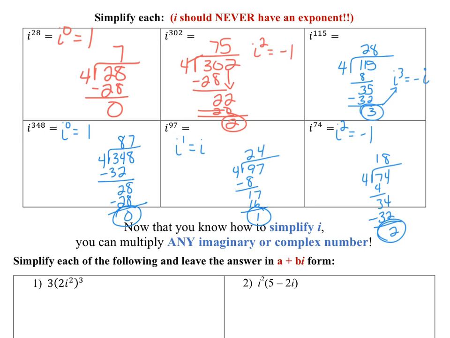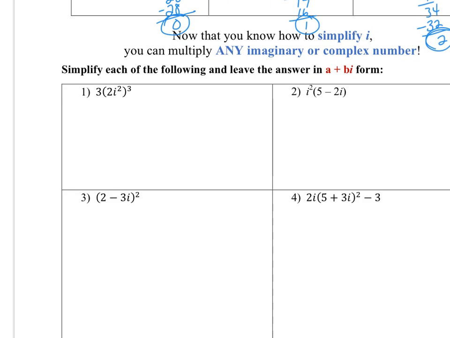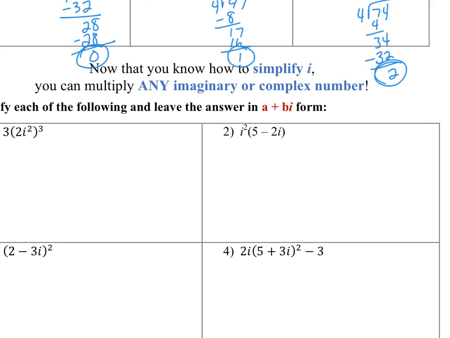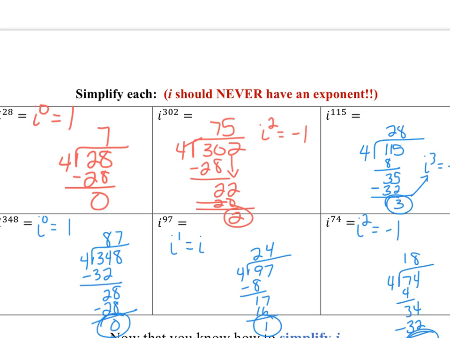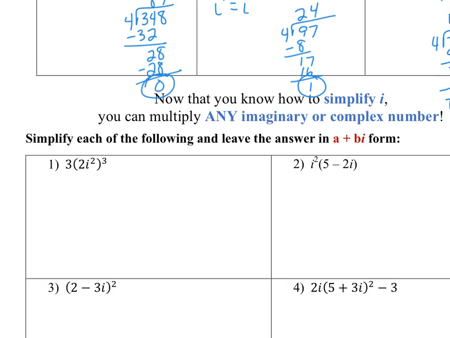All right, moving on. If we want to multiply, that's the only thing you had to know. Everything else is just plain old multiplication again. Just remember, now that you know how to simplify i's, you can multiply any imaginary number. You have to remember that i should never have an exponent. So when you're finished, no exponent on the i.